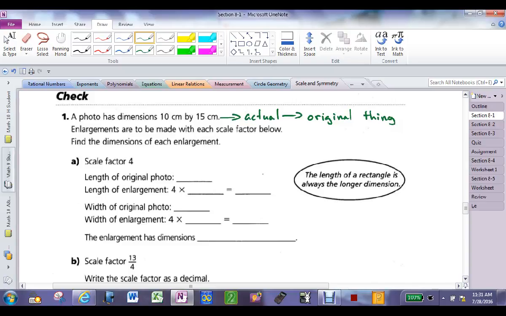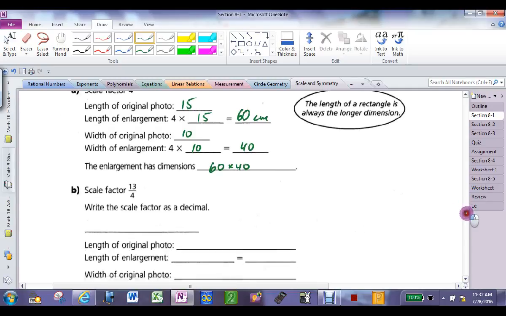Understand? Okay. So, what is the length of the original photo? 10 by 15. Length? No, it's not 10. What's the length? 15. Scale factor is 4. So every measurement multiplies by the scale factor, right? Yeah. So 4 times 15. So the new picture is 60 centimeters long. What's the width? So it's 40. So the new picture is 60 by 40. An enlargement of the original picture, but still a reduction of real life.